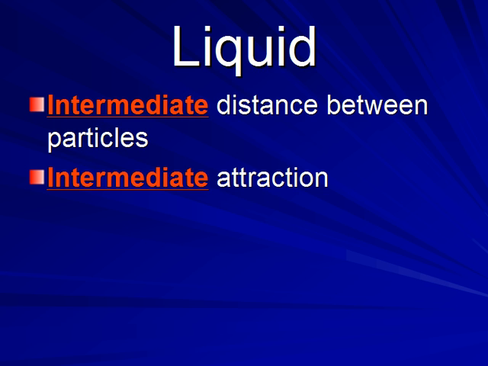Now this is different than a liquid. Here there's an intermediate distance between the particles, and there's intermediate attraction. So there's some attraction between liquids, the different molecules, the different particles, but it's only intermediate. It's strong, but it's not as strong as a solid. A really good example is this. Go to the pool. Do a belly flop. Have you ever done a belly flop? It probably hurts and stings. You might come out and your belly might be all red.